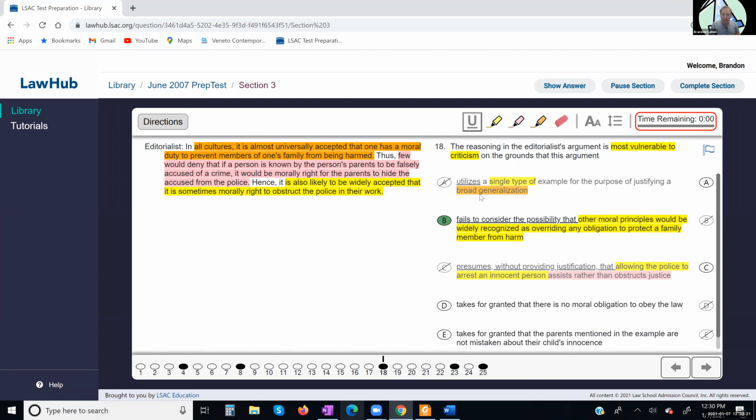So "takes for granted that" is a necessary assumption question. So there is no moral obligation to obey the law. So the negation would be that there is sometimes a moral obligation. "No" is a strong negative. You have to negate that to say there's sometimes a moral obligation to obey the law. So if there's sometimes a moral obligation to obey the law, would that weaken these arguments?